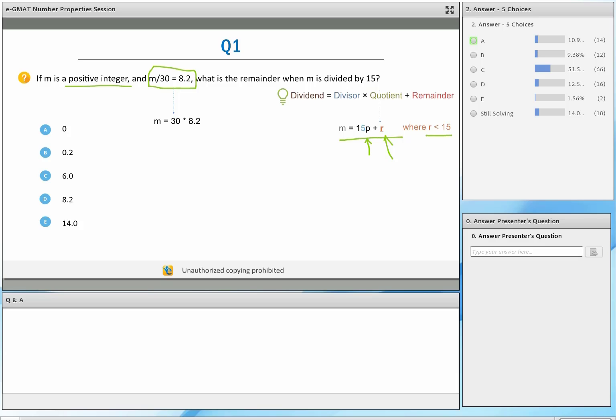Now, what's given to me? I've been given that m divided by 30 is equal to 8.2. So what do I do? I simplify that. m is equal to 30 times 8.2. Now here, I have to be smart about how I simplify this. I don't need to start calculating 30 times 8.2. What I can do is write 8.2 as 8 plus 0.2, right? And that's what I do, which means that I can write 30 times 8 plus 30 times 0.2.